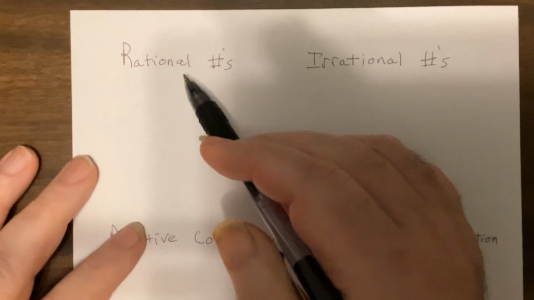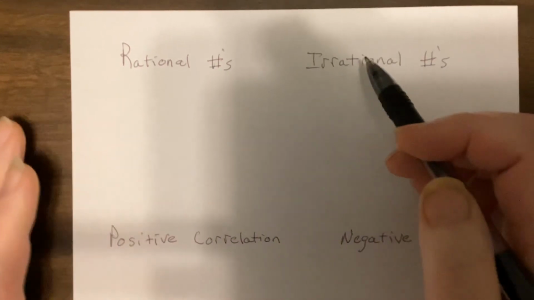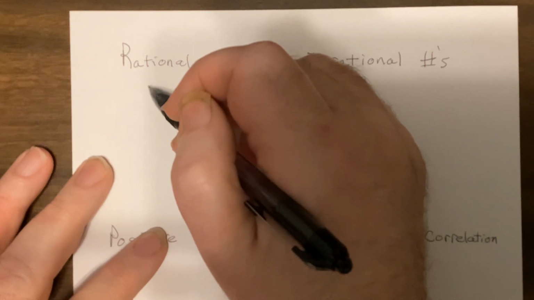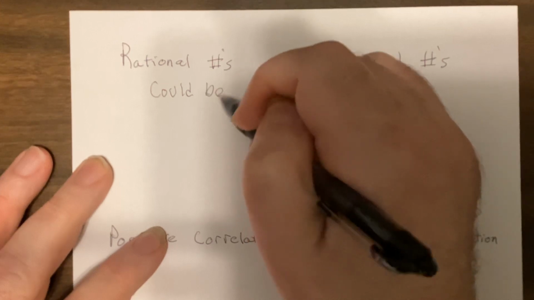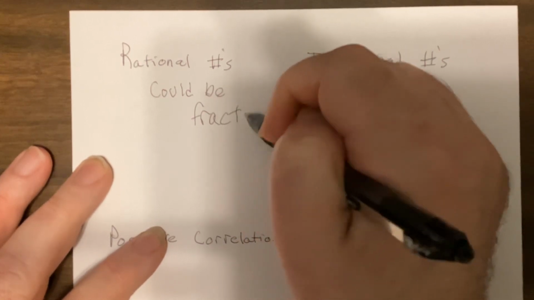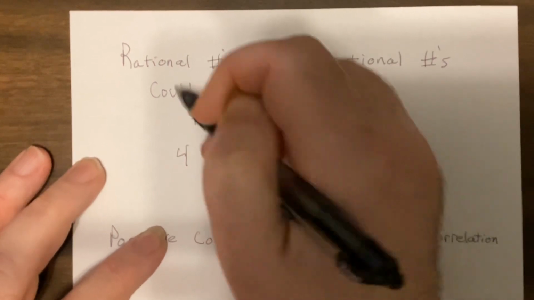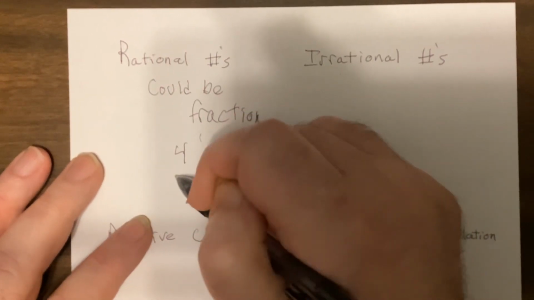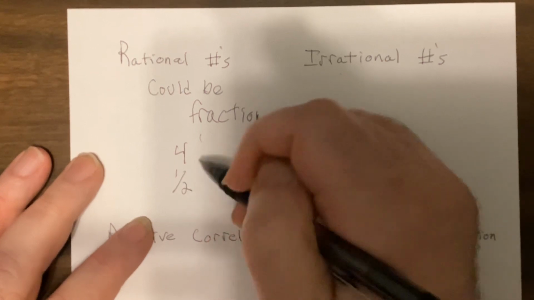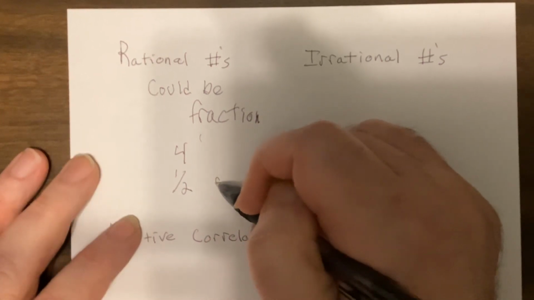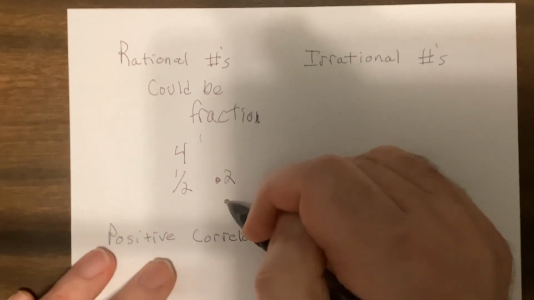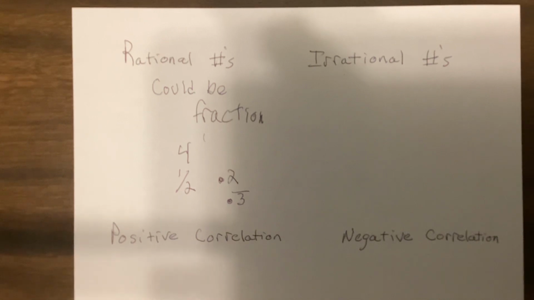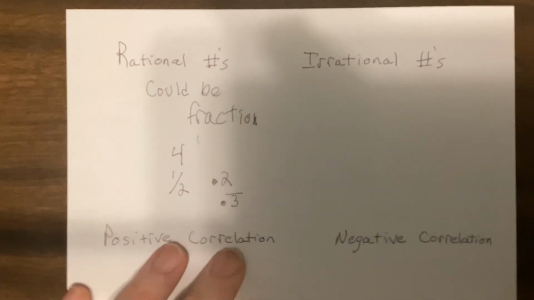Anyways, rational numbers and irrational numbers, you should know the difference. A rational number is any number that could be a fraction at some point. So, the number 4 is rational. The number 1/2, rational. It is a fraction. But also the number 0.2 is rational because it'd be 2/10. 0.3 repeating is rational because it's the same as 1/3. You could change it to 1/3.